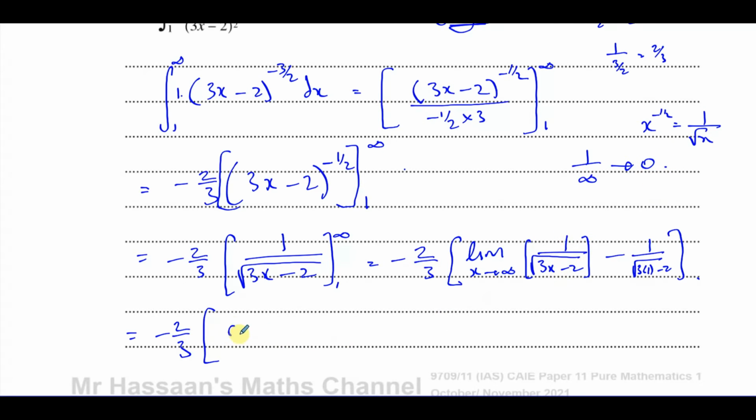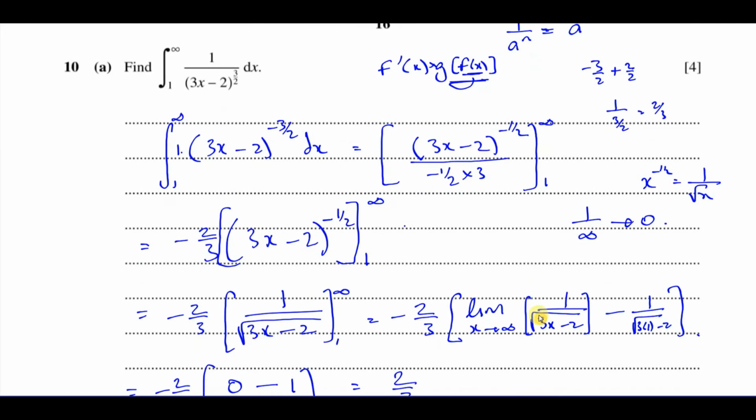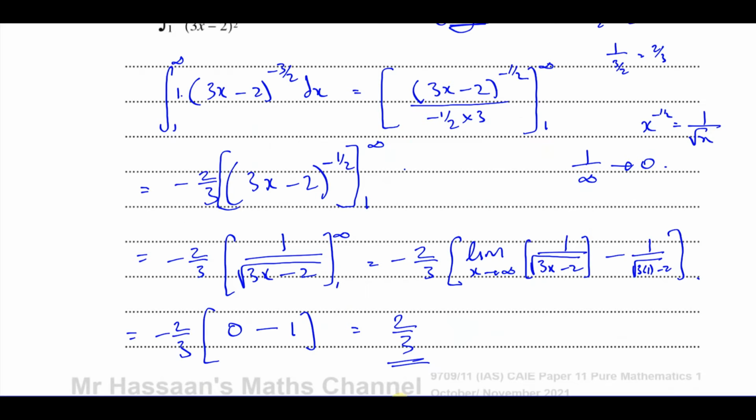So you have minus 2/3 times 0 minus, and you have 1 over the square root of 1, which is 1. So you end up with minus 2/3 times minus 1, which is 2/3. So there's the answer to question 10a, 2/3.